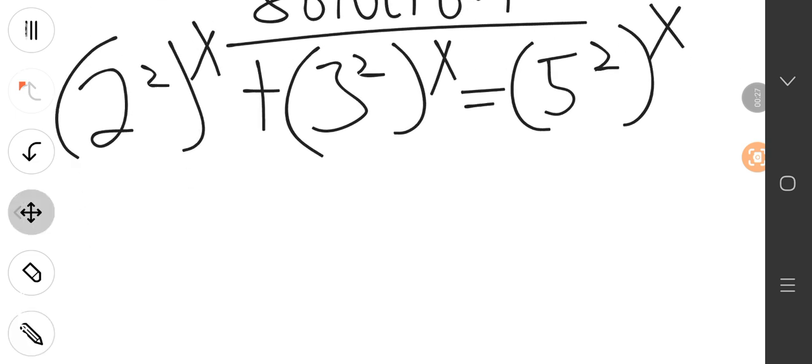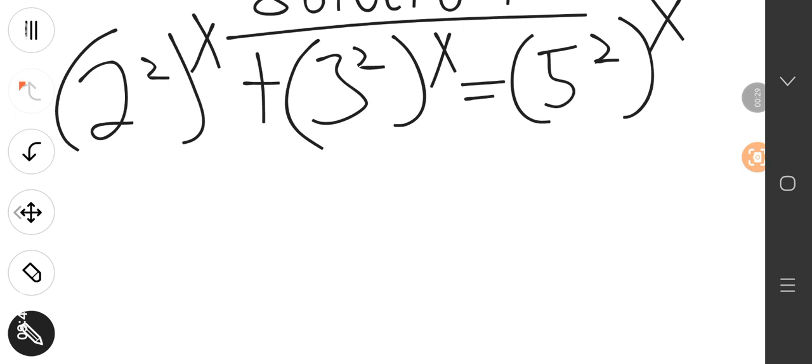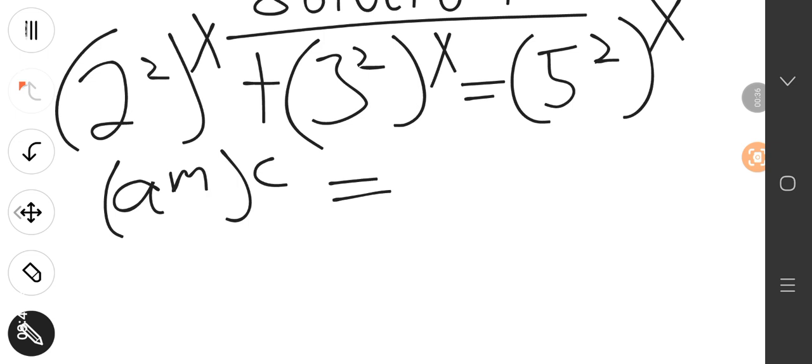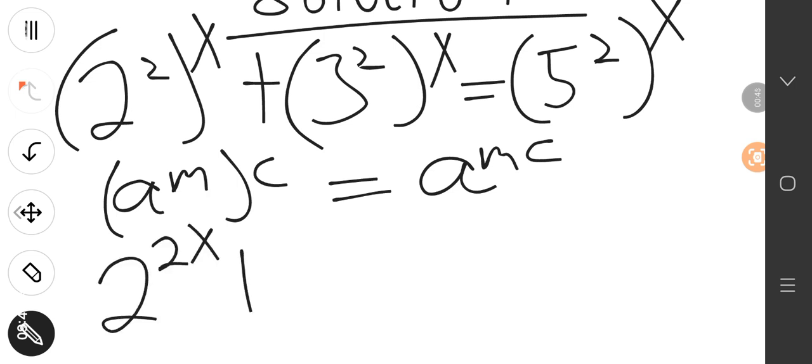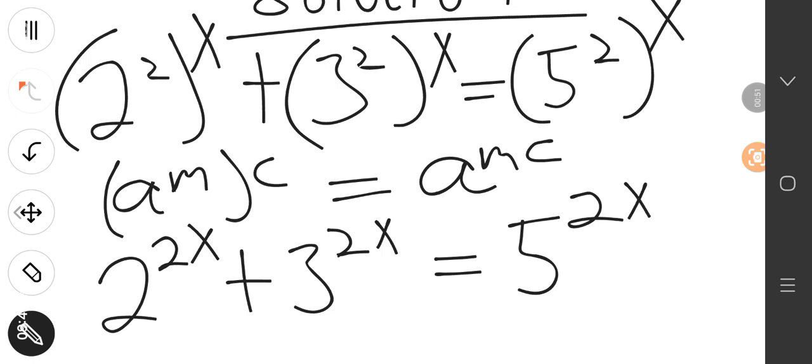All right, so we're going to apply the power of a power rule of indices. So a exponent m, all exponent c, is equal to a exponent mc. So we're going to have 2 exponent 2x plus 3 exponent 2x equals 5 exponent 2x.